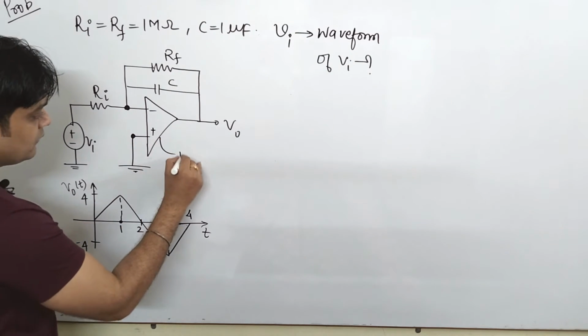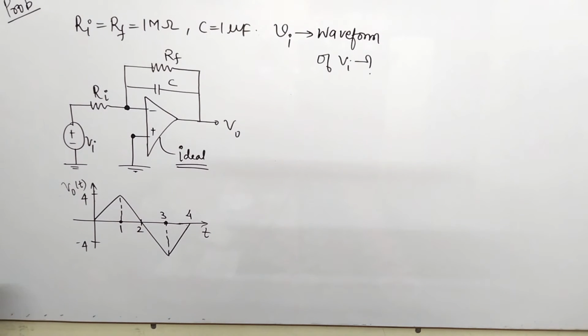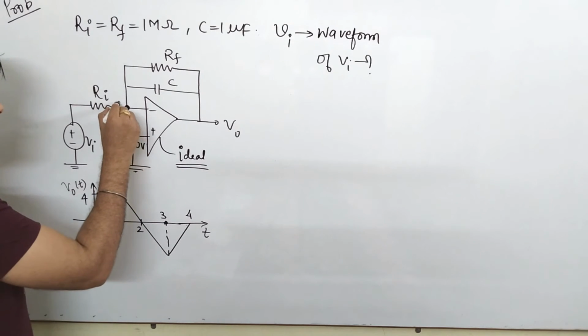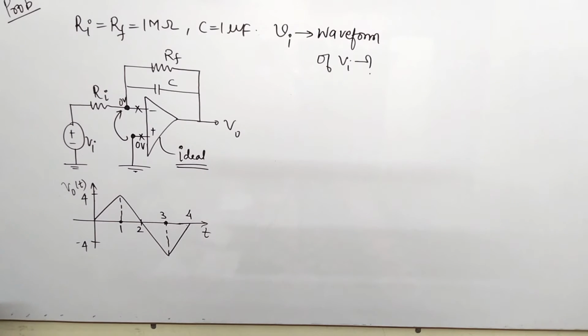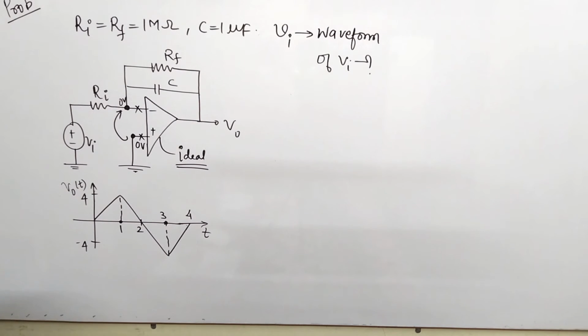It is given that the op-amp is ideal in nature, very important. So once the op-amp is ideal in nature, there exists a concept of virtual ground. So this voltage is 0 volt. The same voltage will appear here. No current will enter here. So if this concept is applicable, can we find the relation between V0 and Vi? Yes, we can find that relation.